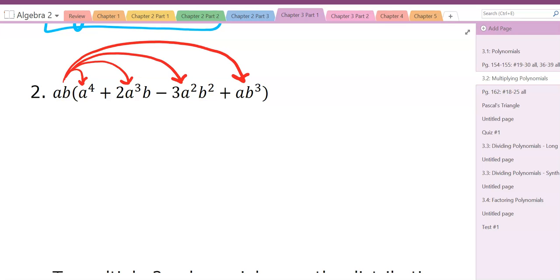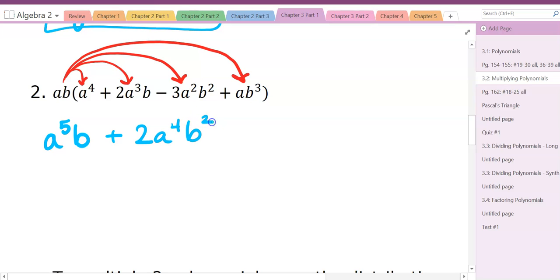When I take a times a to the fourth, though, what's that going to become? Good, a to the fifth. And then, like I said, b is just going to kind of tag along. Now, for the second one, I have ab times 2a to the third b. So the 2 is not going to change, so I'm going to write plus 2. A times a to the third is going to become what? Good, a to the fourth. And now we have b times b. What's that going to be? Good, so b squared.